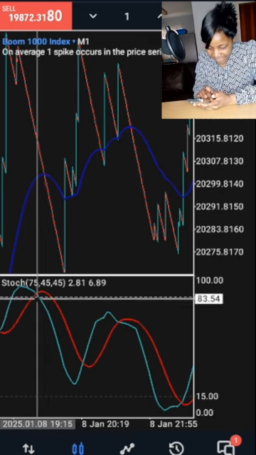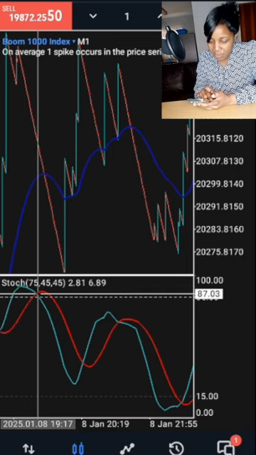For example, here, this is a perfect entry. Remember, we are now in boom 1000, meaning in boom 1000 we'll be selling because we are scalping.